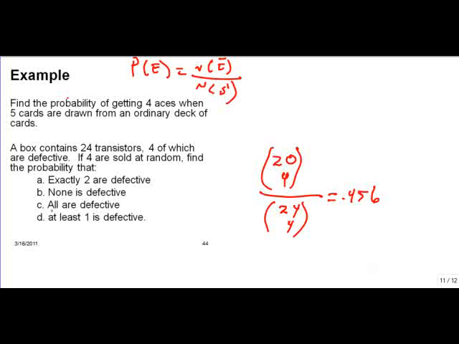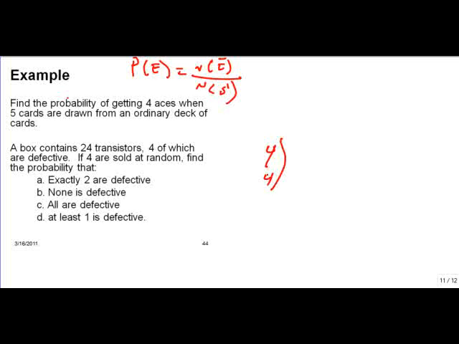How about the probability that all are defective? Well, the probability that all are defective means that we're going to pick all 4 bad ones from the bad pool, if you will. So again, how many bad ones are there? Well, there are 4 bad ones. And how many do we want? We want all 4 of them. So 4 choose 4 divided by all possible outcomes. So that's 24 choose 4.